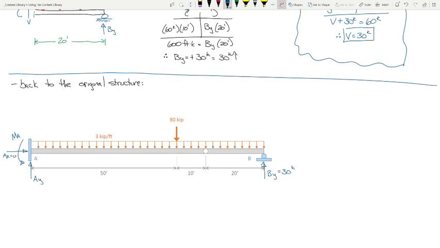Now, let's go back to this structure. So I have a 3 kip per foot distributed load over a distance of 80 feet. So 3 kips per foot over a distance of 80 feet is how much? 240. And from A, how far is that? 40. So that's going to be about right there. 240 kips, and from A, 40 feet.